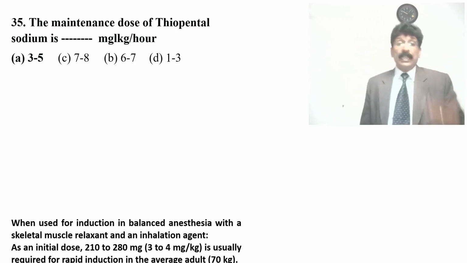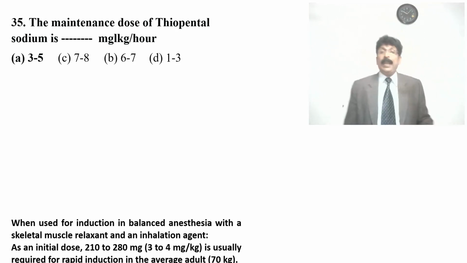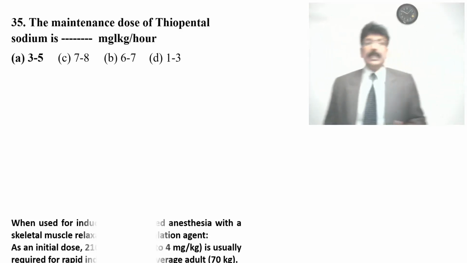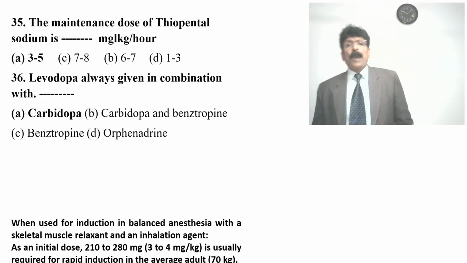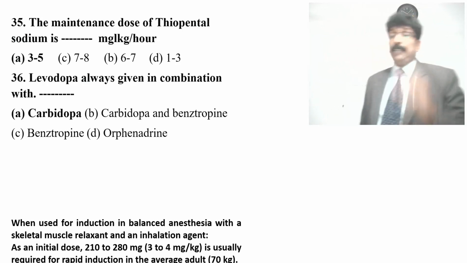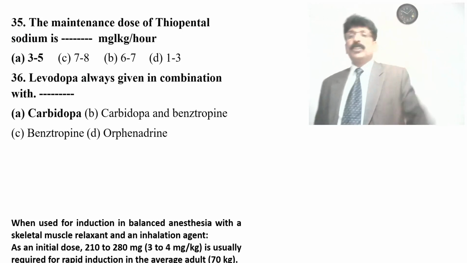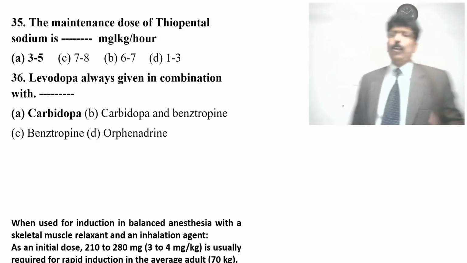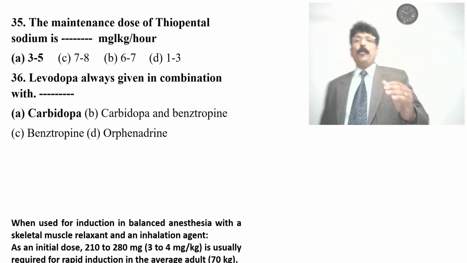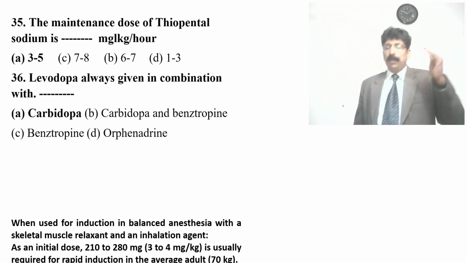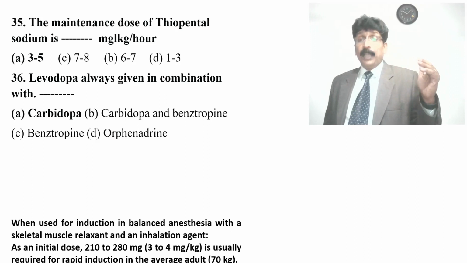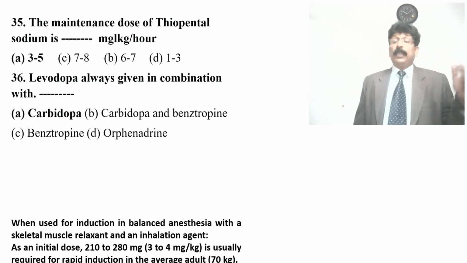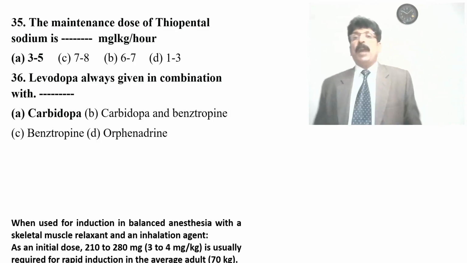According to that, it is usually required for rapid induction in the average adult of 70 kg. The next question is: levodopa is always given in combination with what? Already we have seen this question in another subject, where we know that carbidopa and levodopa are joined together. Levodopa is converted into dopamine, and it is used for various diseases, especially Parkinson's disease.